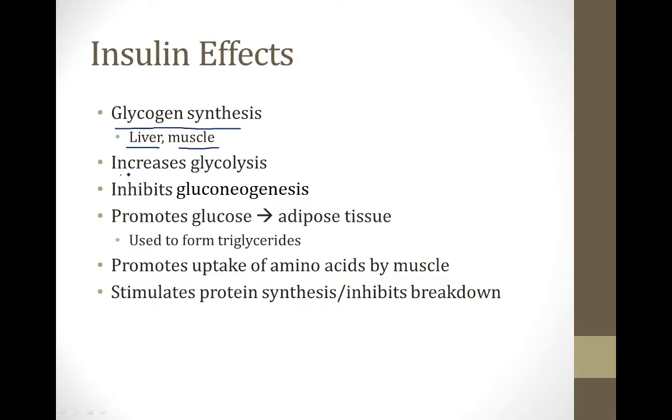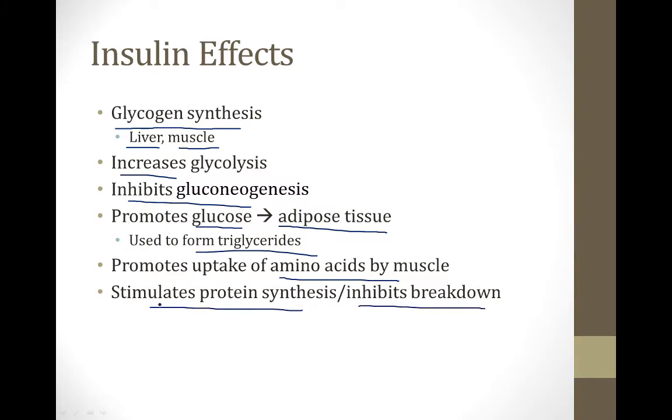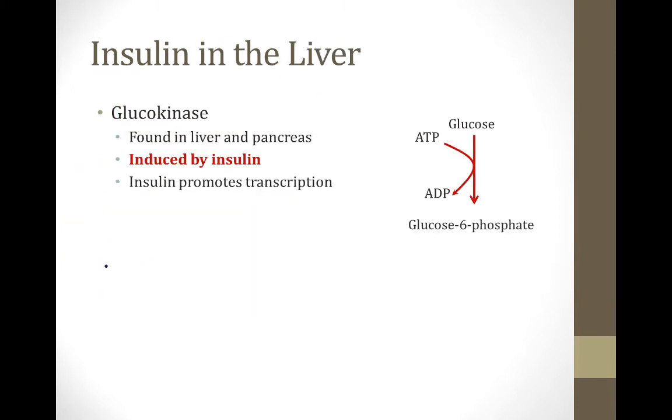It also increases the rate of glycolysis and inhibits gluconeogenesis. In addition, it promotes the transfer of glucose into adipose tissue so it can be used to form triglycerides. It also promotes the uptake of amino acids by muscles, and it stimulates protein synthesis and inhibits breakdown. And all these things are fairly obvious if you think about what the body wants to do when it has excess energy around, which is what is the case when insulin levels are high. You don't need to know every enzyme that's affected by insulin, but there are a couple that are particularly high yield, and we'll review those now.